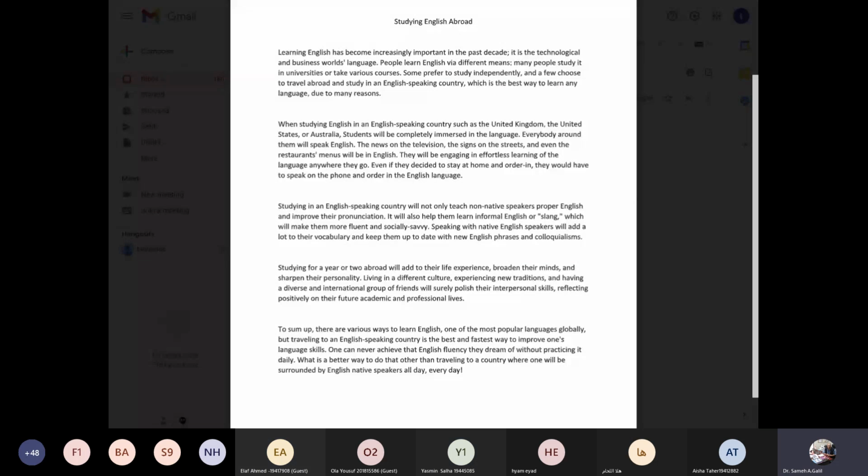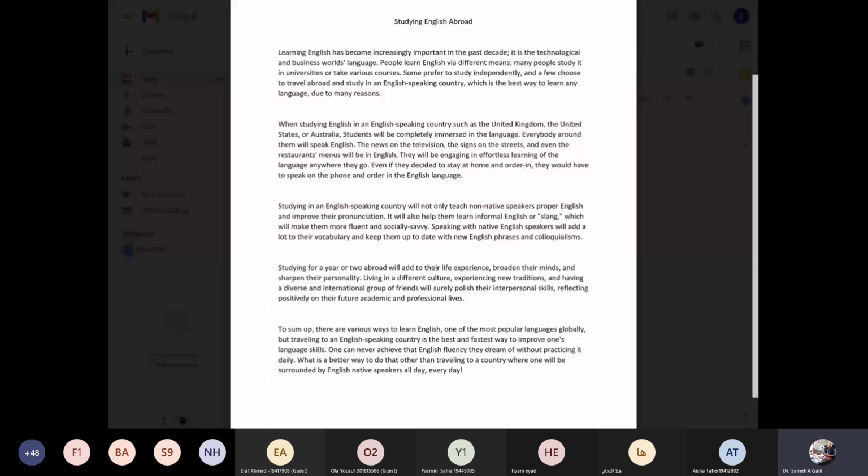This is if we go to another country, to an English-speaking country. Yeah, that's interesting. So it will also help them learn informal English or slang, which will make them more fluent and socially savvy. And speaking with native English speakers will add a lot to their vocabulary and keep them up to date with new English phrases and colloquialisms. Okay, that's interesting. Did she stop there?